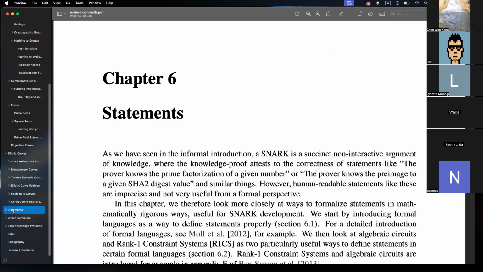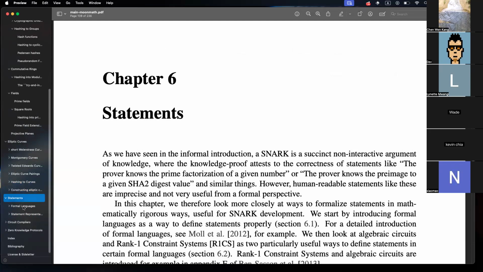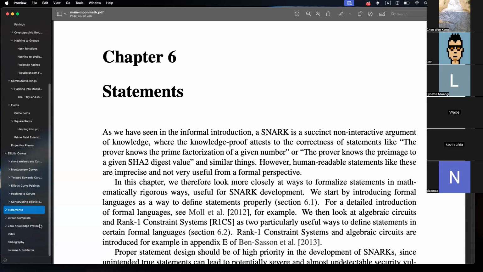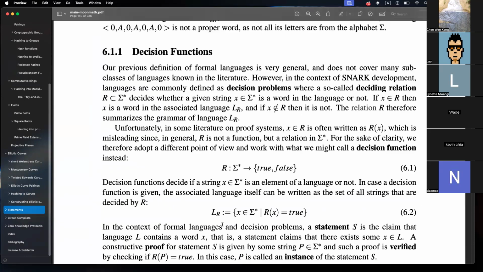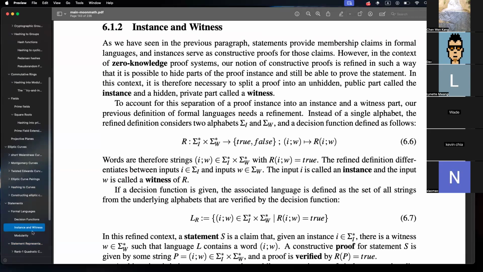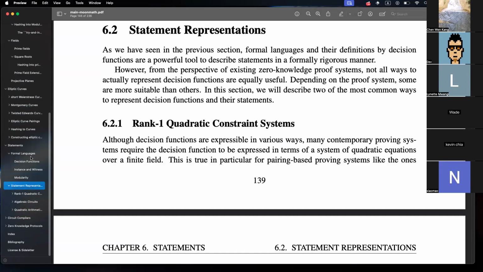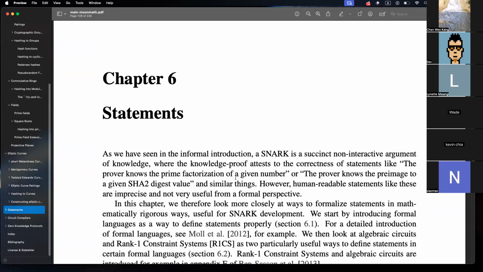So let's talk a little bit about what we'll cover next week. Next week, we'll cover 5.6 and the entire chapter 6. Chapter 6 is considered a shorter chapter, but it talks about statements, which is slightly related to compilers in a way, but also how you can represent your program, in this case, a SNARK circuit, right? So we'll cover 5.6 and chapter 6 next week.